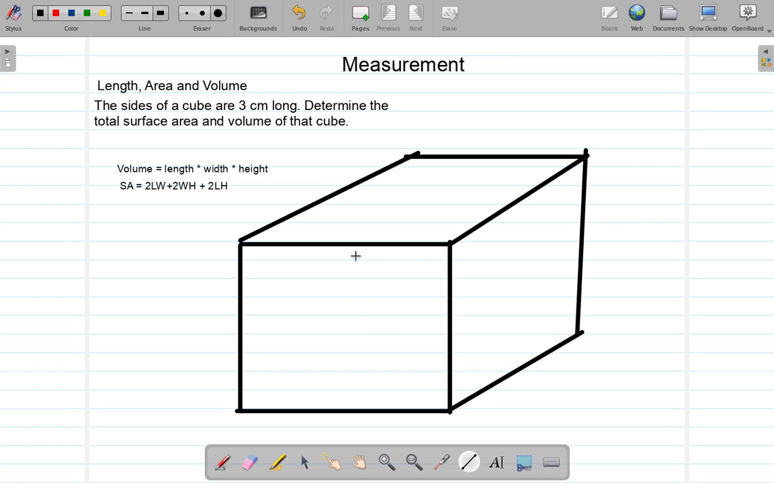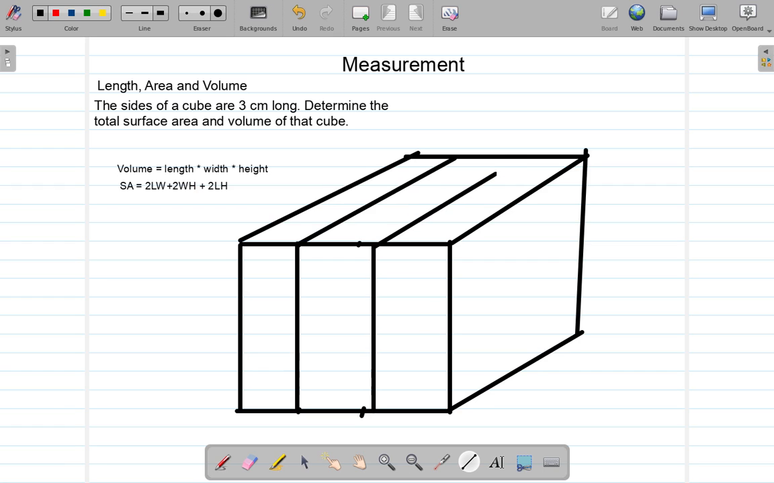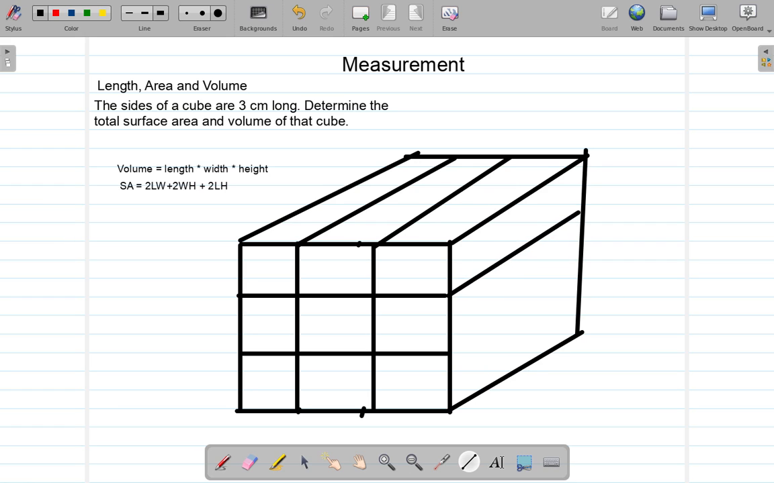Now, since each side is 3 centimeters, let us divide the sides into the 3 centimeters. That's 1, 2, 3 centimeters. 1, 2, 3 centimeters. So let's draw down this line and this line. This line is a bit far. Let's put it here. It looks more like it. Then let us divide the width into 3 centimeters and the height into 3 centimeters. Let's draw lines to divide it up.